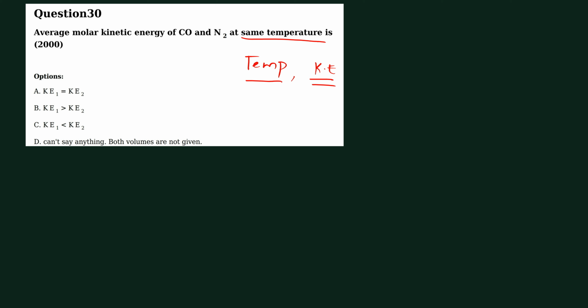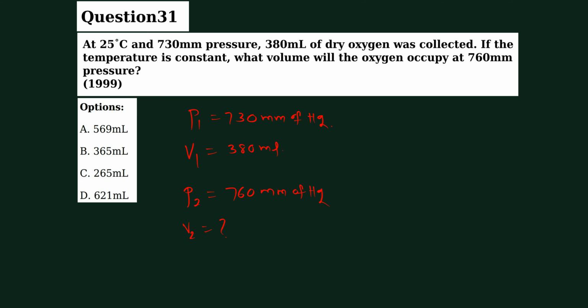The kinetic energy of carbon monoxide is equal to the kinetic energy of nitrogen at the same temperature. When the temperature remains the same, the kinetic energy of the gaseous molecules is also the same, and kinetic energy is independent of mass when temperature remains the same. Okay, note on this.